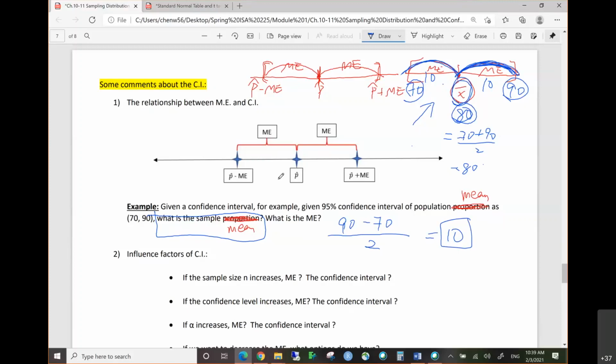Similarly, if I have a 95% confidence interval for the population proportion, 0.65 to 0.78. Right, so this will be about the confidence interval for the proportion. What will be the sample proportion?